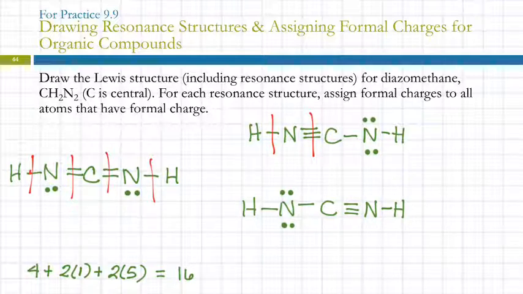Cut the bonds in half. Nitrogen brings in 5 electrons, leaves with 4. 1, 2, 3, 4. 5 minus 4 is plus 1. Carbon brings 4 in. How many is it leaving with? 4. That's 0. I'm not going to write it. This nitrogen brought 5, and he's leaving with 6. 5 minus 6 is minus 1.